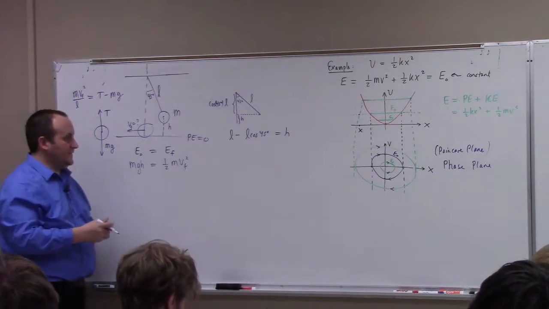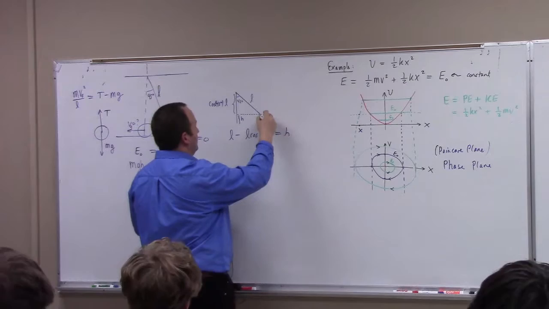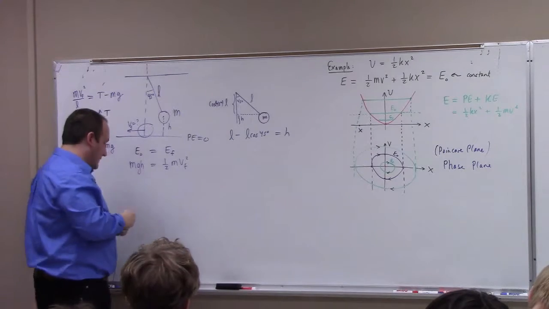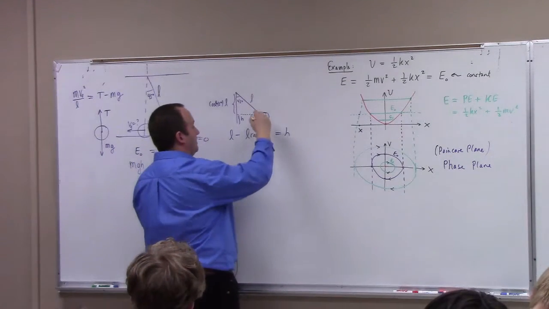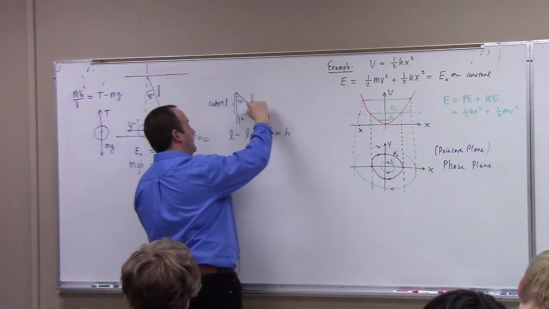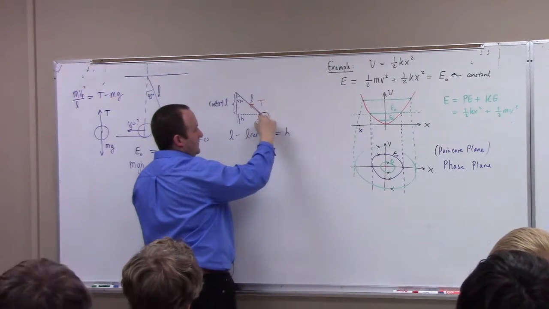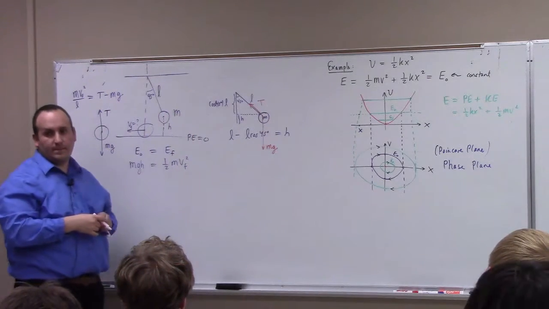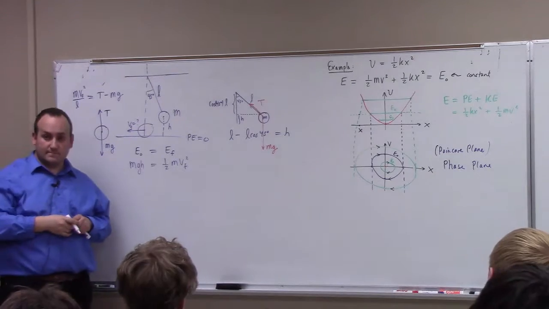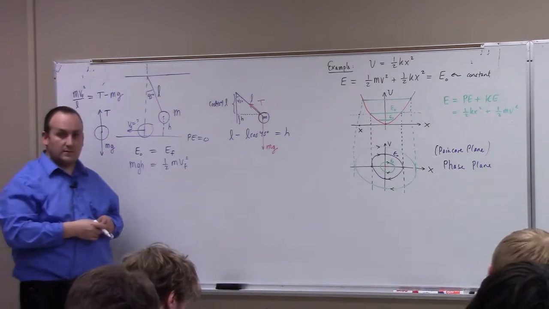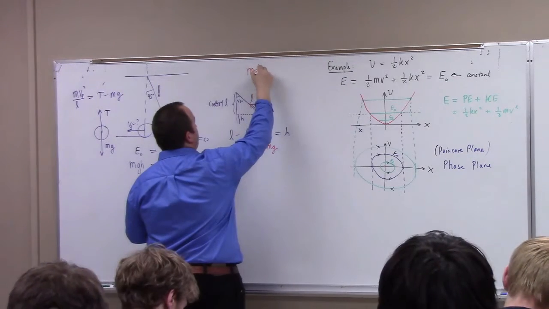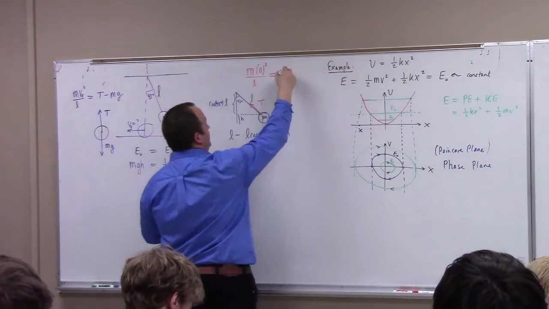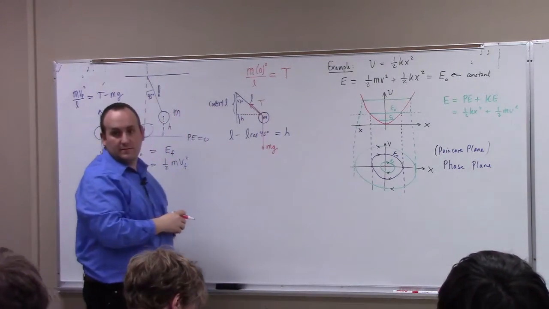Let's think about the other one, though. What about this one? If I draw the free body diagram, what do I have? Well, gravity, of course. I've got the tension, right? I've got mg like this, and that's it. What's the v there? 0. So I have m times 0 squared over L is equal to what? Tension, right? Minus what?